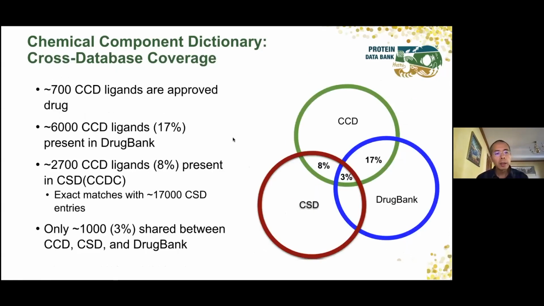Now, I indicated that CSD is different from CCD, but there are overlaps. About 8% of CCD, that's 2,700 ligands, are shared between the CCD and CSD. And about 17% of CCD, that's 6,000, are shared between the CCD and DrugBank, which confirms that the interaction between the drug and their target is one of the focuses of structural biology study. And about 3%, or 1,000 ligands, are shared among all three databases.